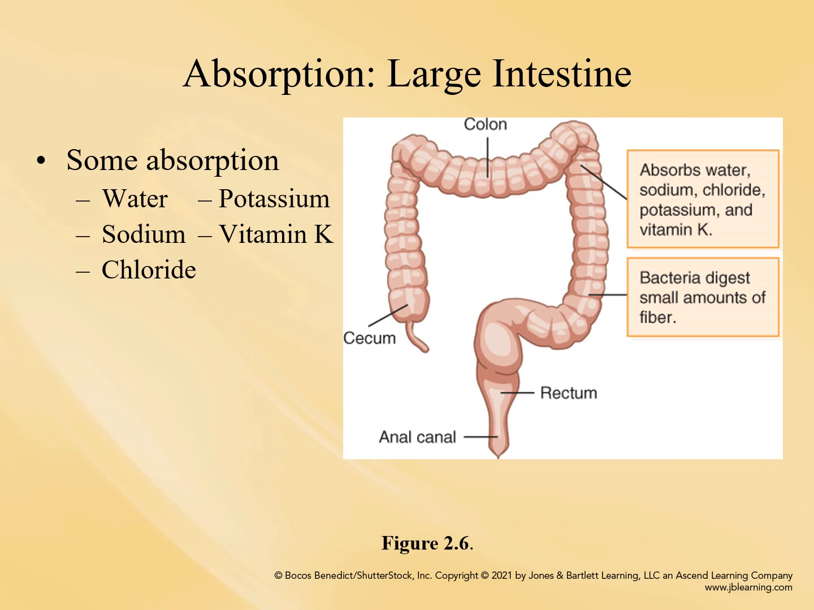The large intestine has a small amount of absorption, and you'll want to remember water, potassium, sodium, vitamin K, and chloride. Most of the vitamins and minerals are absorbed in the small intestine, but those are the exception. The large intestine has a little bacteria component which helps to break down fiber and other undigested carbohydrates, produces gas, absorbs the water, and gets the feces ready for excretion.